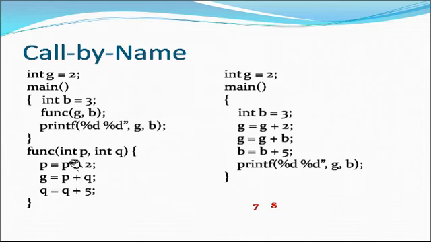And moreover, wherever the variable P has occurred, it has been replaced by G. And wherever variable Q has occurred, it has been replaced by B. And so now if you try to print the values of G and B here, what is going to happen is self-explanatory. Call by name will produce 7 and 8. So that's the difference. Although we are not really interested in what will be the output, we are interested in the internal mechanism. I hope you have understood how internally all these things work.